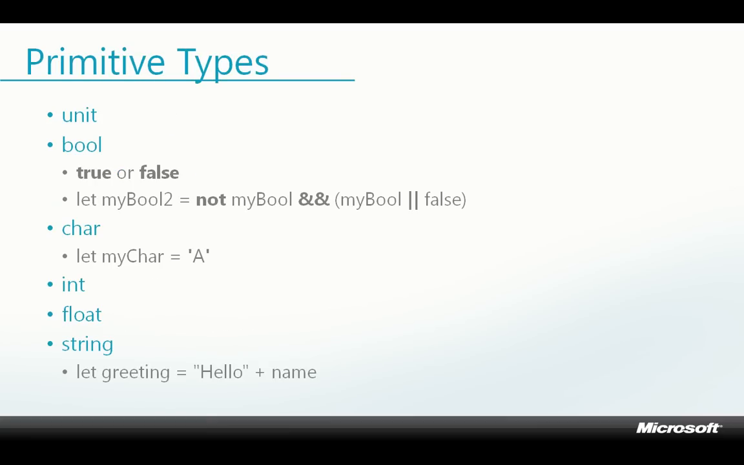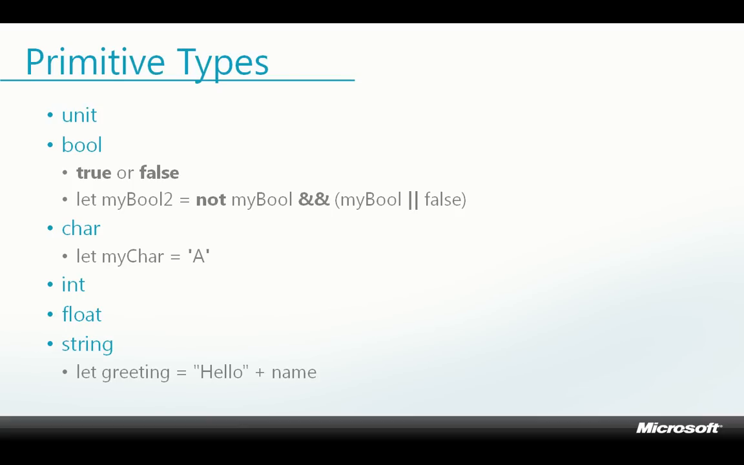Some of the most common basic primitive types are here. They're pretty much what you'd expect, except for this first one, unit. Unit is something like void. It's what's returned by a function that doesn't return a value. And then bool, of course, is the Boolean, so it can only be true or false, which are keywords without quotes. You can use the logical and, or, not with it, with the operators that you see here, which are like those in C#.